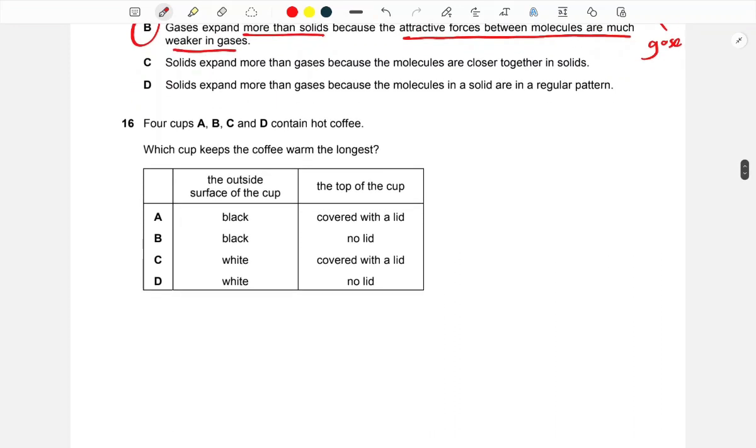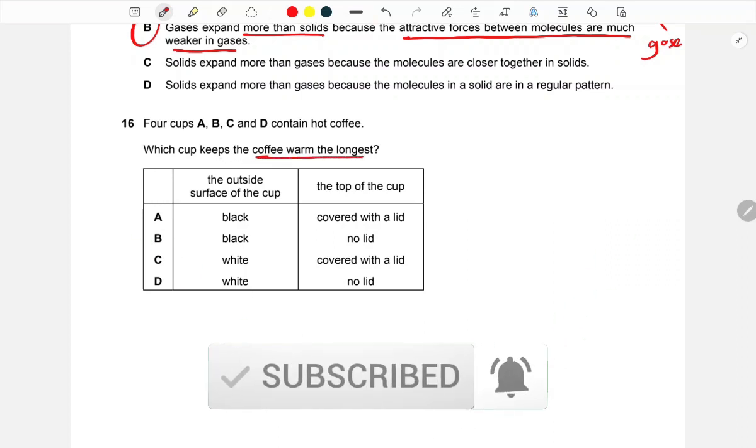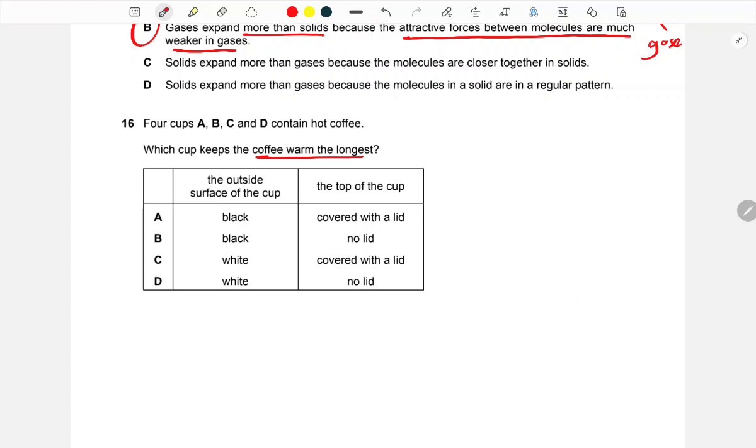If we want the cup that keeps the coffee warm for the longest, we need two things. The first one is we don't need the cup to be black, because black is a good thermal emitter, so it would lose more heat. So we don't need black, so neither A nor B. And obviously it needs to be covered with a lid so that no evaporation would happen. So our answer is going to be C.